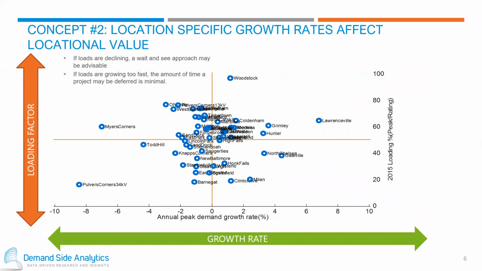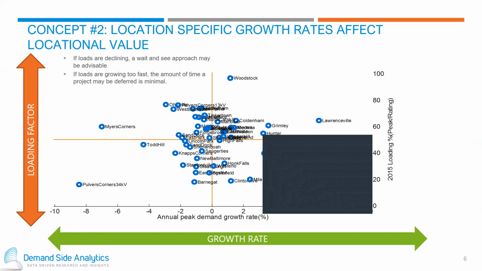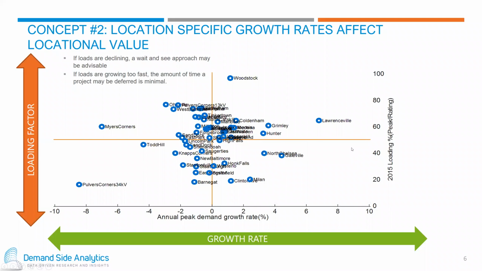Concept number 2 is location-specific growth rates. Historically, the growth rates have not been estimated for a specific location. They've been estimated for general broader areas or for utilities as a whole. So this is actually one of the most dramatic shifts. It's actually trying to quantify, here's the growth rate at this specific location.